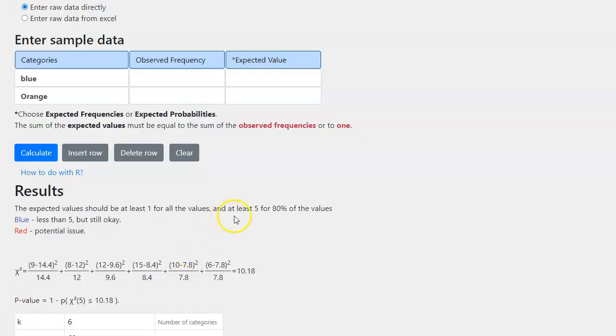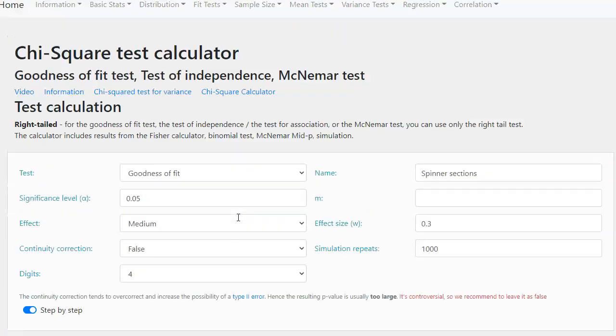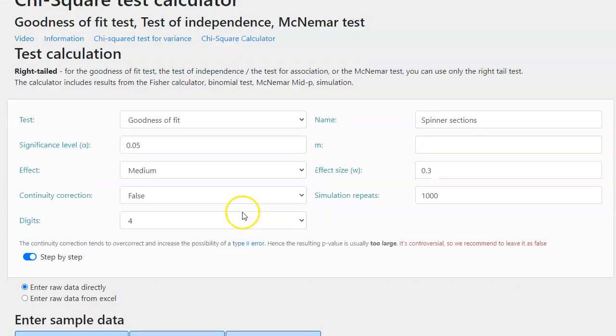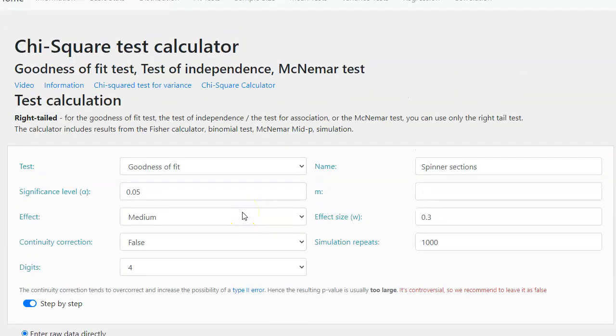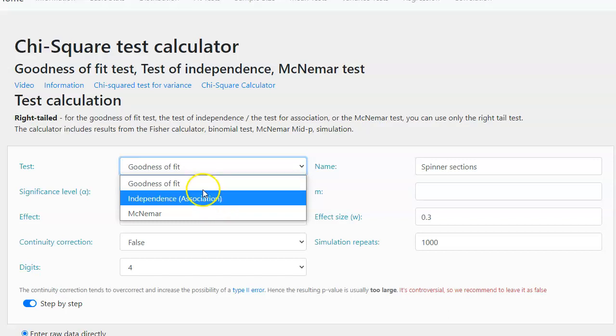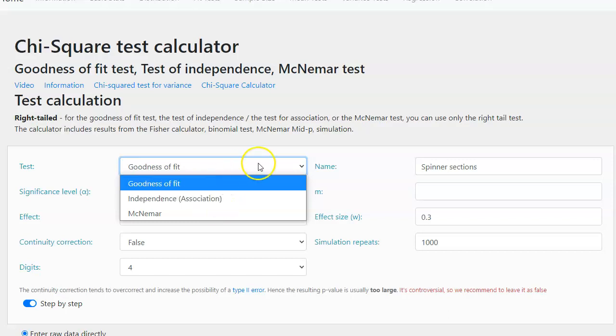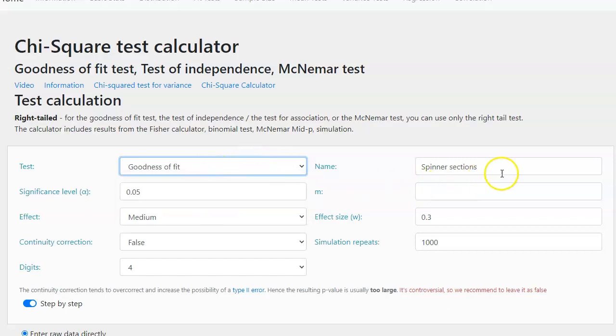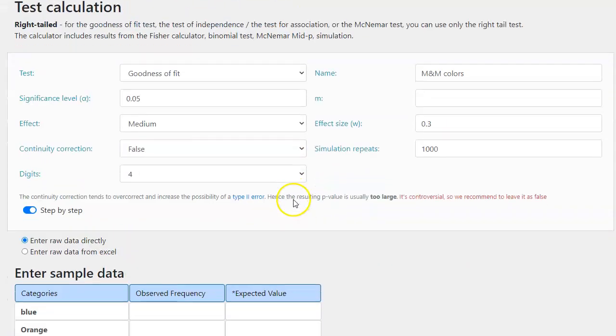Now suppose we don't have the TI, but instead we would prefer to use one of the online calculators. This is the calculator that I've linked for you in your resources. We are doing a goodness of fit test. That's the other option. We'll get to that later. You can title it whatever you want. And then don't worry about any of the rest of this.